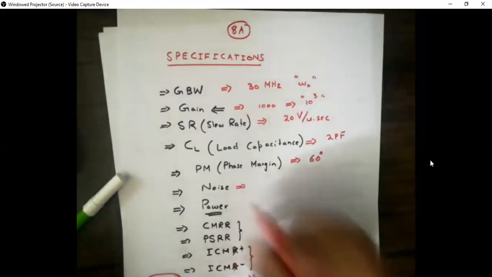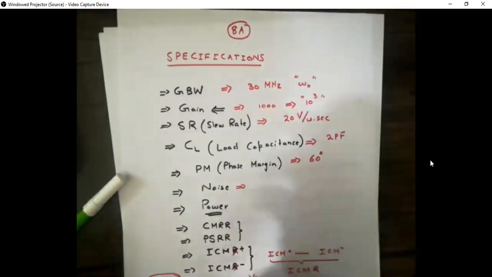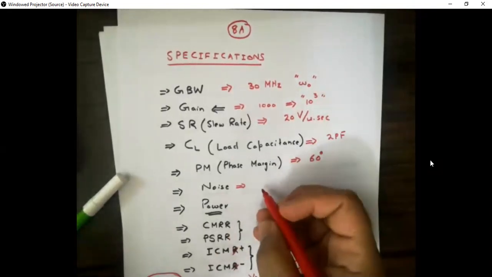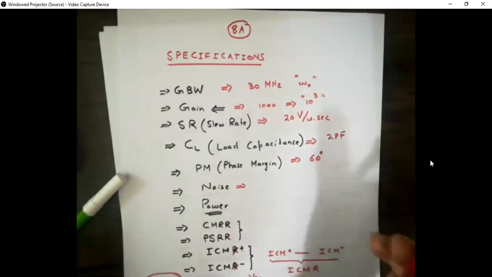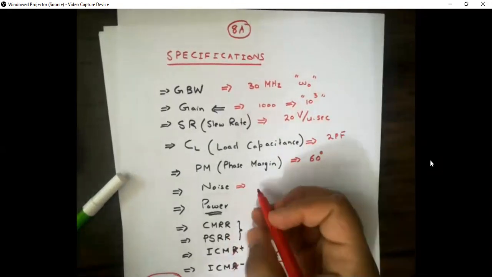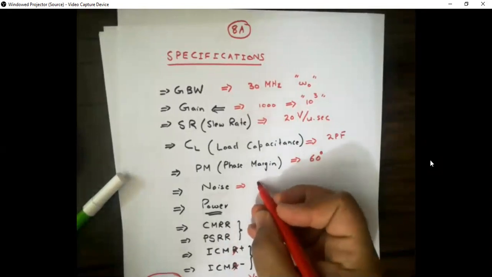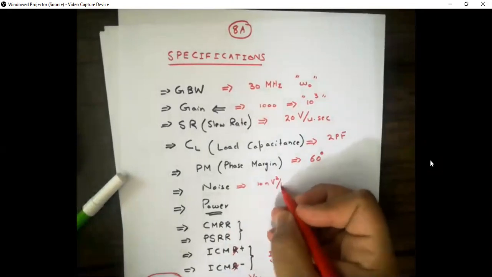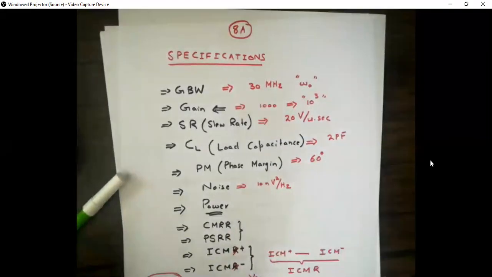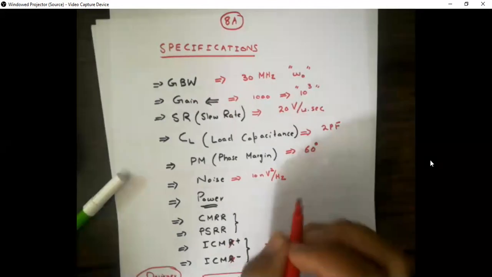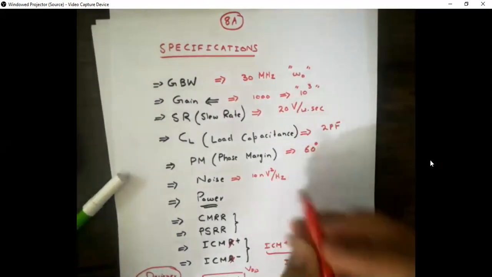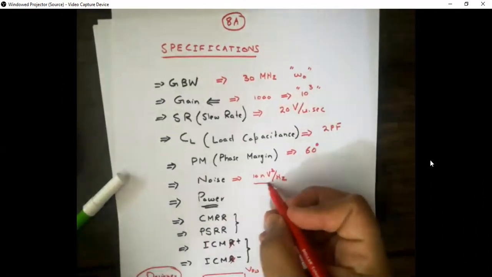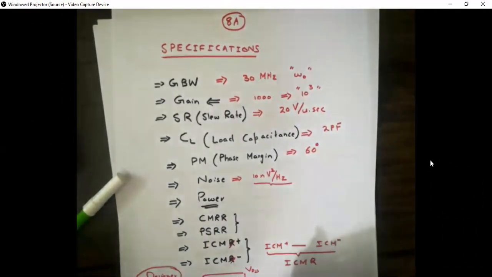Noise: we are not designing based on it right now, but if you want a feeling of the noise, for your band of interest we can have something like 10 nanovolt per root hertz. Noise is all the time in the form of power or power spectral density, so it's going to be in volt square per hertz. Since we didn't cover it in this course, we are not going to talk much about how we are going to achieve this.